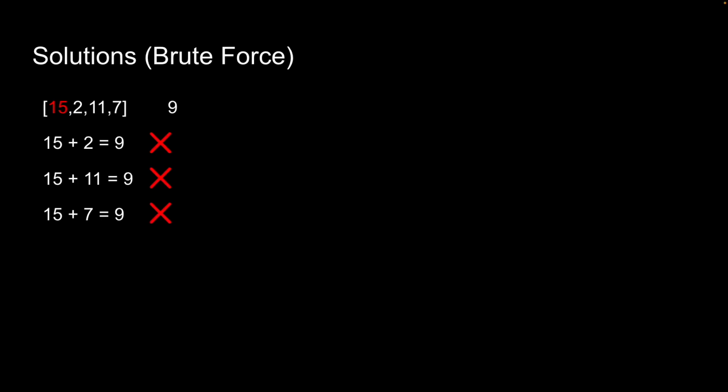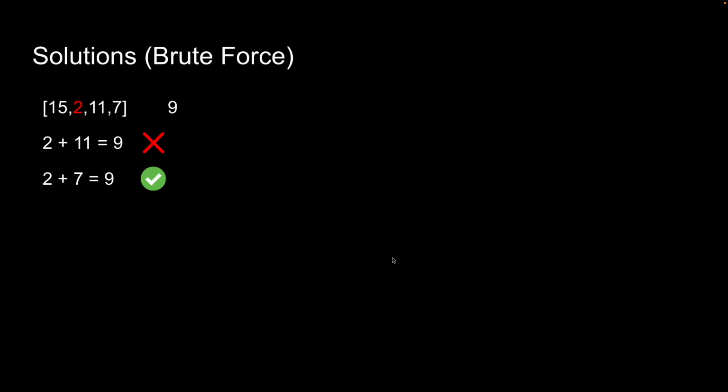The first solution is brute force, where we iterate through each number and add it to another number and we check if it is equal to target. For example, 15 plus 2 is not equal to 9, 15 plus 11 is not equal to 9, and 15 plus 7 is also not equal to 9. Let's check the next number. 2 plus 11 is not equal to 9, and finally 2 plus 7 equals 9. This solution is straightforward and it has time complexity O(n squared) and space complexity O(1).